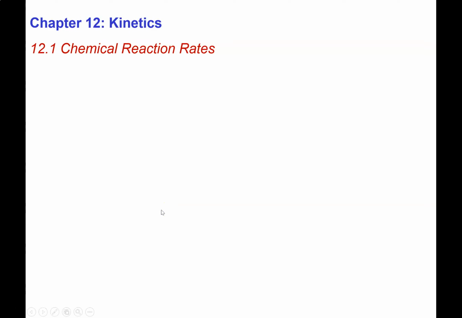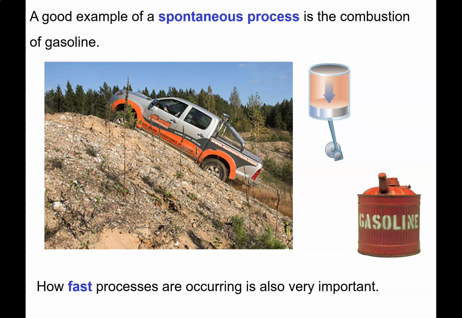So the first topic that we discuss in Chemistry 163 is kinetics, which is concerned with the rate of chemical reactions. So where we left off in Chemistry 162 was talking about what makes a reaction spontaneous or non-spontaneous. And a good example of a spontaneous process is the combustion of gasoline. And this reaction occurs really quick.